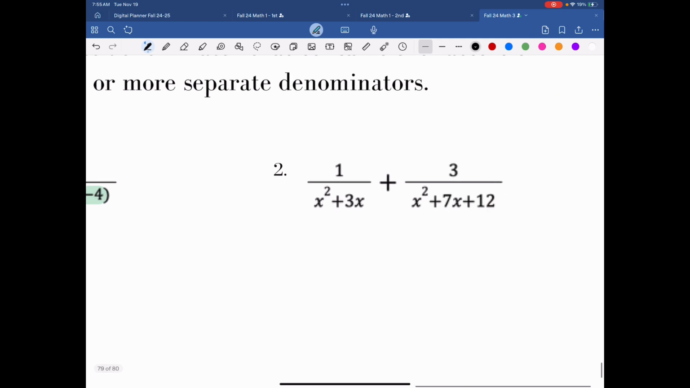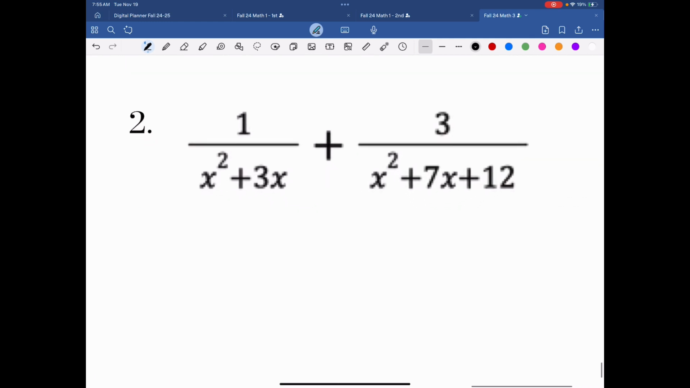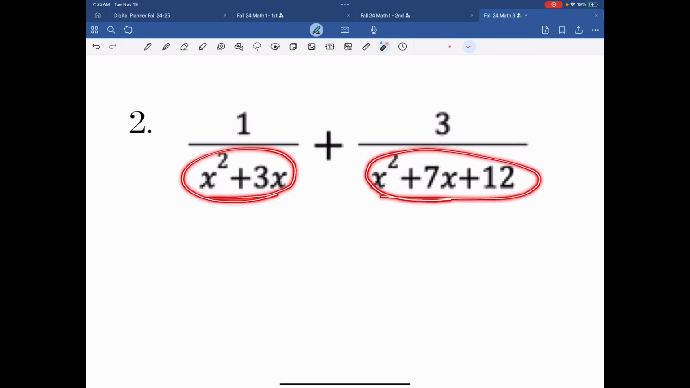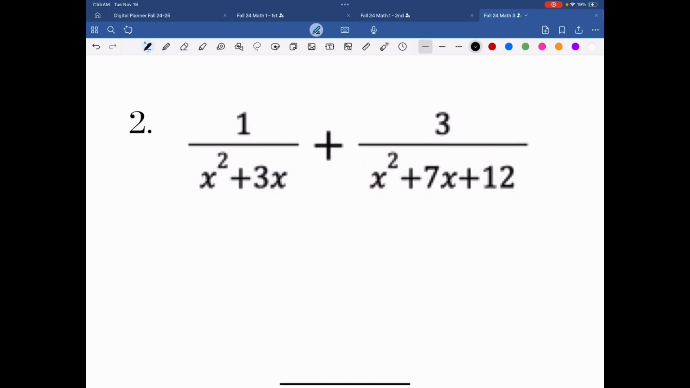Same thing for this one. Now in order to do this one, we're going to need to factor first, because we can clearly see that this one has a GCF and this one is a trinomial. Hopefully we can do the slide divide method. Looking at this first one, we can definitely pull out a GCF of x. That's going to leave me with x plus 3.